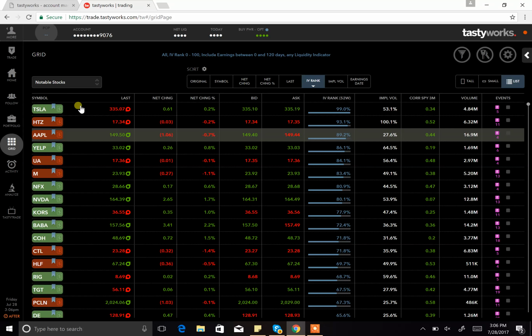Right now Tesla's at 99.0% IV. That's incredibly high, and the reason for that is mostly because there's earnings. Again, on the side here, it says E for earnings and how many days out they are. So some of these up here will be close to earnings. If you're going to have an expiration date that's within the earnings date, then I would recommend that you're careful about that, because that's going to affect your trade majorly.